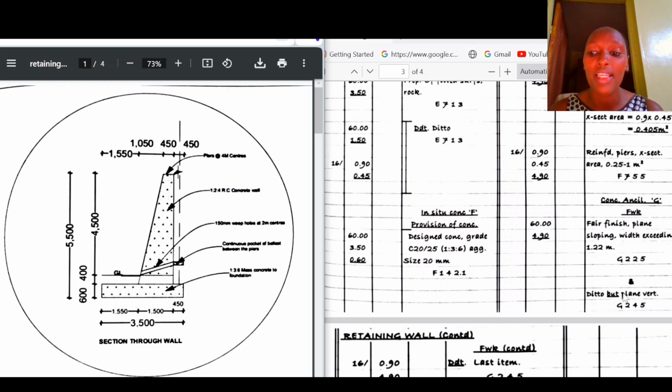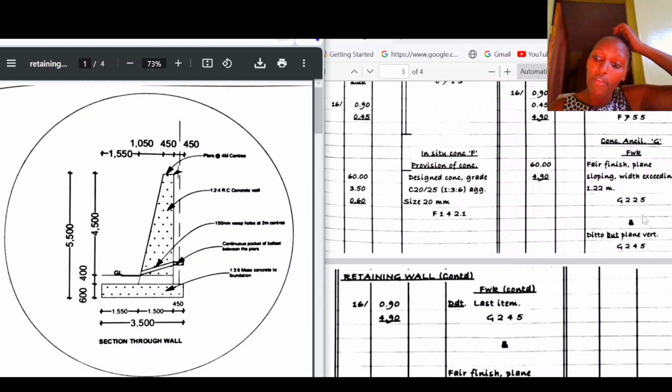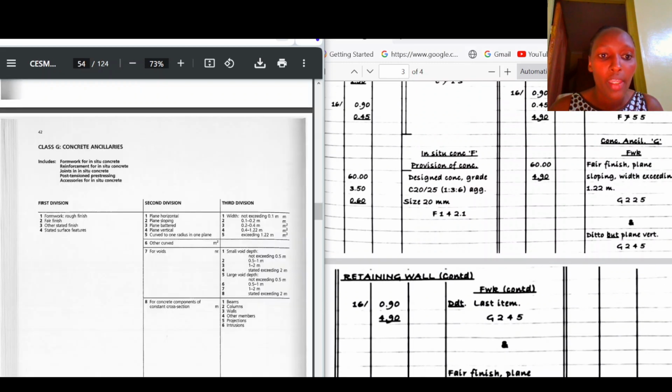The area will be the same with that of the plain vertical. Plain vertical is this side behind the wall. So you'll take the total length 60 meters times the height of the retaining wall, which is 4.9. That's why we write here, add ditto but to plain vertical. But for the coding of the plain vertical, you will come to the system, then you will code class G, fair finish 2. Okay, this is plain vertical 4, then exceeding 1.22 meters is 5. So it shall be G245.